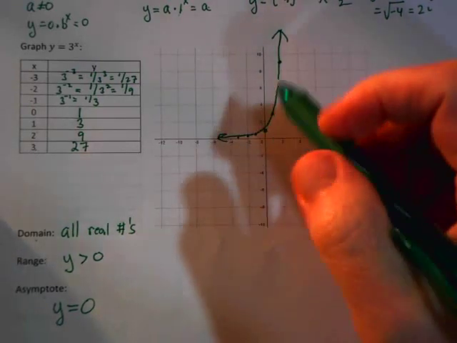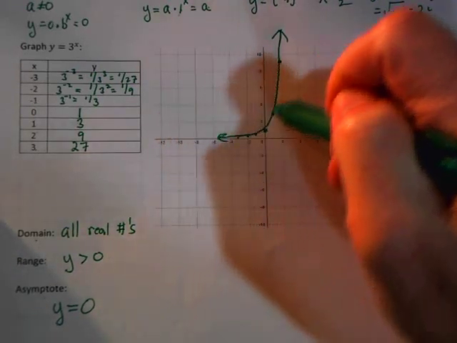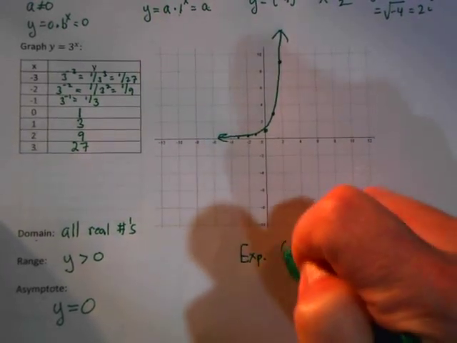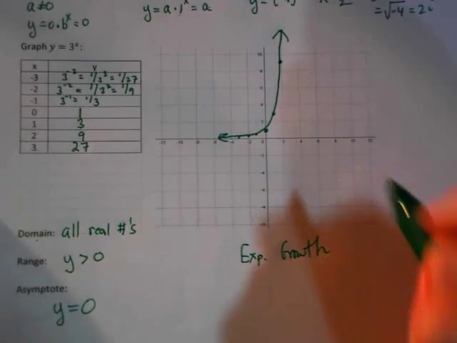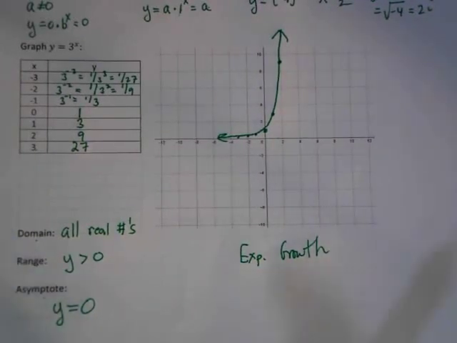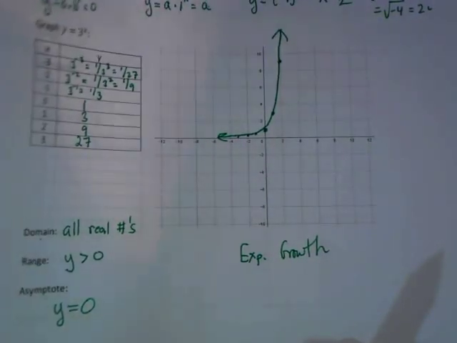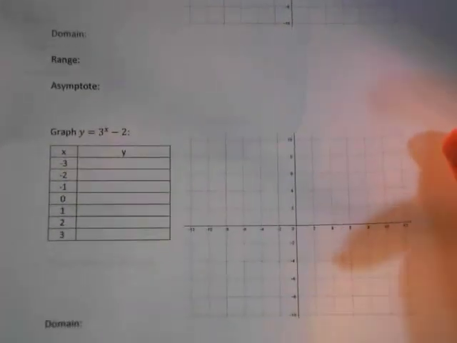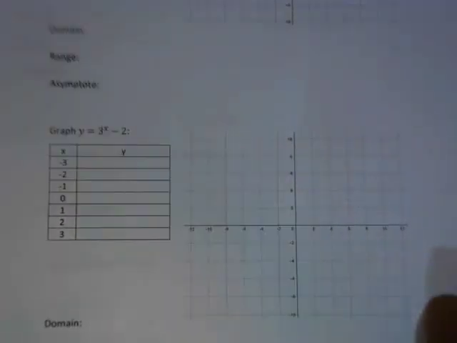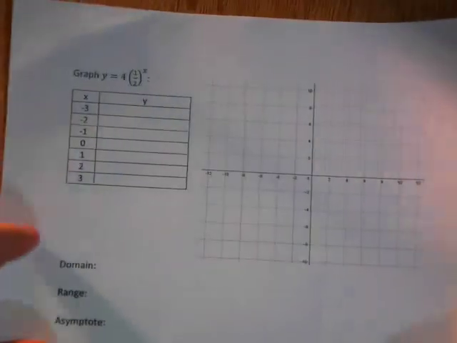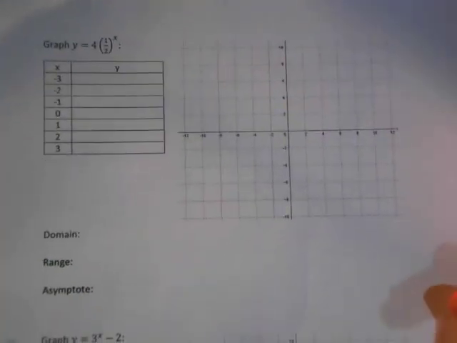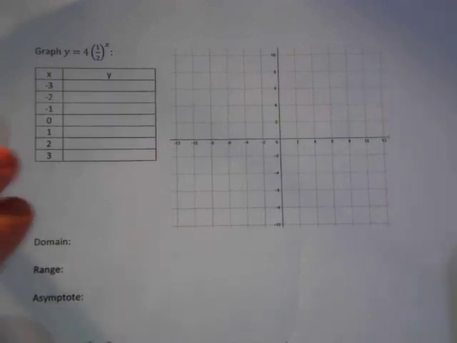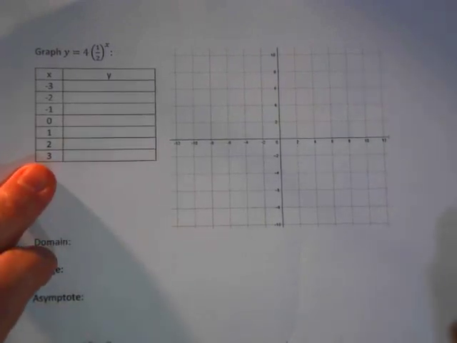Alright, this kind of function, where it curves and goes upward like this, we call this exponential growth. That general shape. Alright, let's look at another example here. y equals 4 times 1/2 to the x. Again, I'm going to start down here plugging in positive numbers.